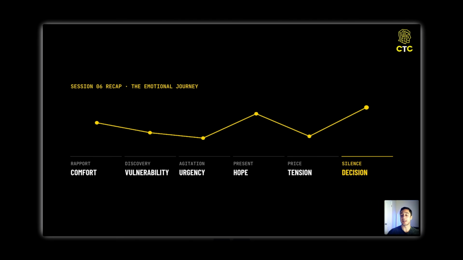Now, to recap the emotional journey that we have to take people on for their sales. We go from building rapport, so the comfort. We go from discovery, which is the vulnerability phase. We go to agitation, which is building urgency. We go to presenting the solution, which is hope. We go to price, which is the tension. And then we have the silence, which is the decision.